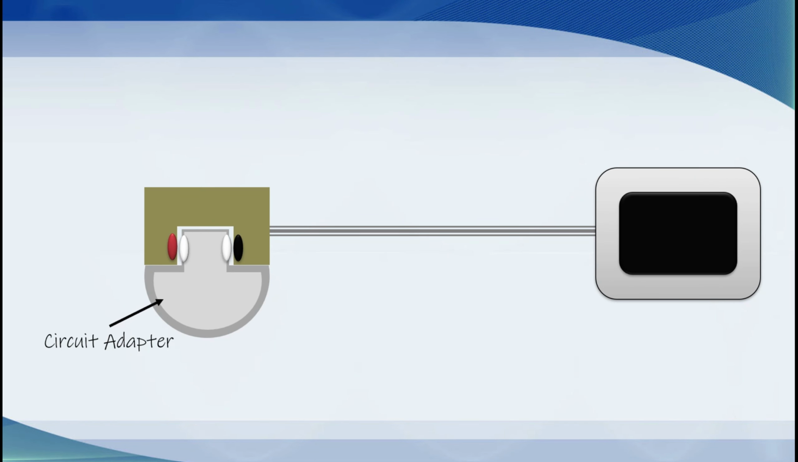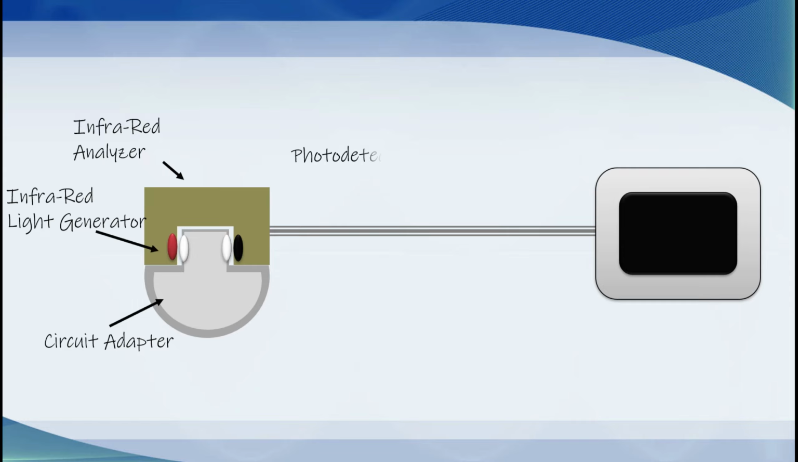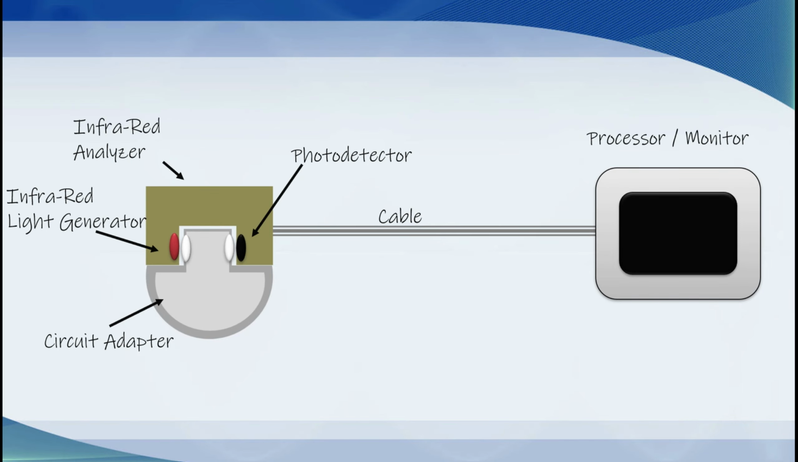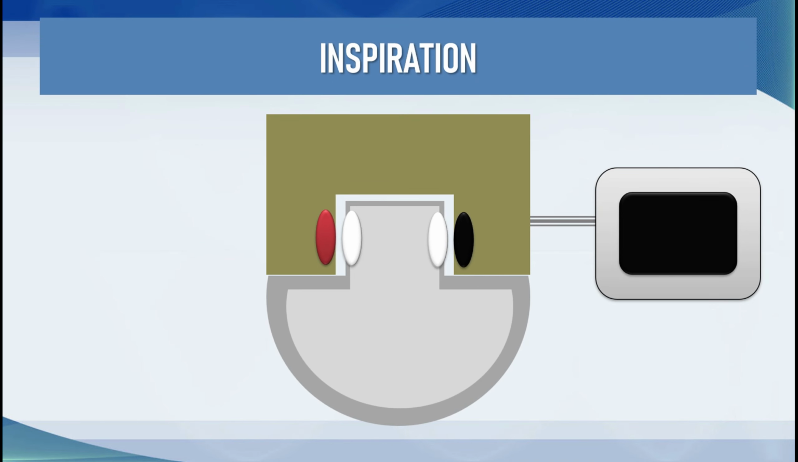The circuit adapter has little windows in the side through which infrared light can pass. Onto the adapter is clicked the major monitoring device that contains an infrared analyzer. Inside there is an infrared light emitter and a photodetector. The device is connected by a cable to the processing unit and monitor. When there is no carbon dioxide in the breathing system, the infrared light passes easily through the air into the photodetector and no information is passed to the monitor.